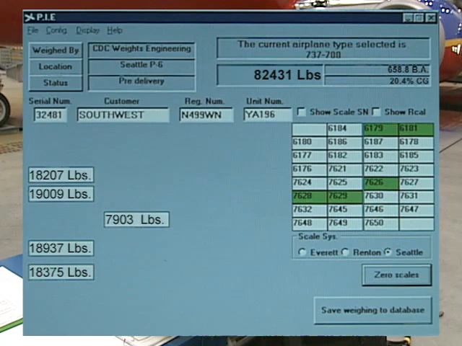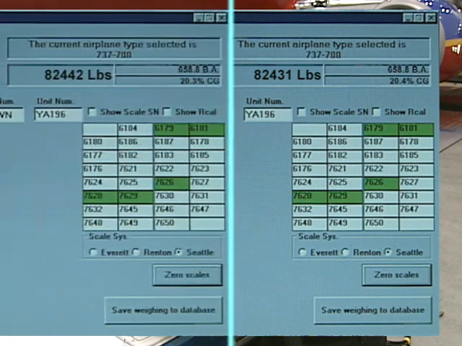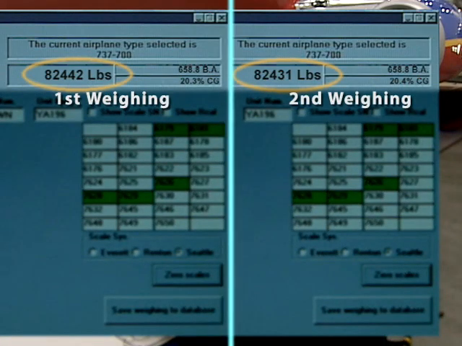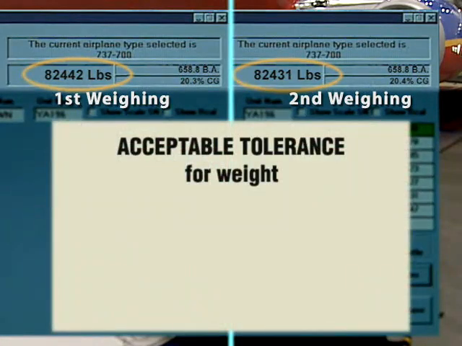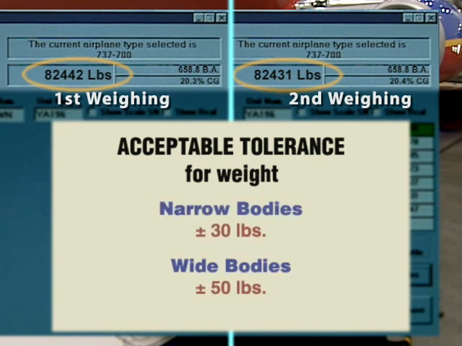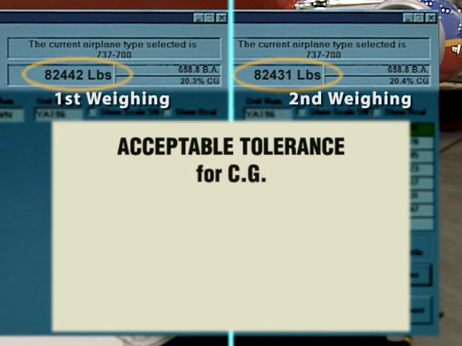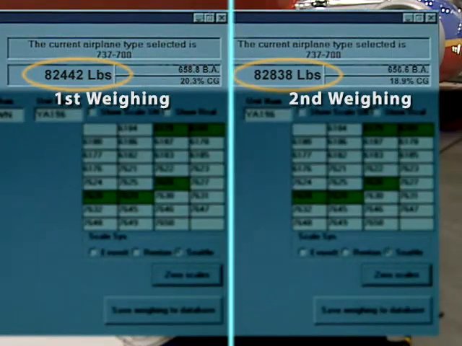Acceptable tolerance for weight means 30 pounds for narrow body airplanes and 50 pounds for wide body airplanes. Acceptable tolerance in CG means 0.2 inch in airplane CG. If the second reading is not within tolerance with the first reading, repeat the weighing a third time. If the second and third readings do not agree within tolerance, you must investigate and take corrective actions.